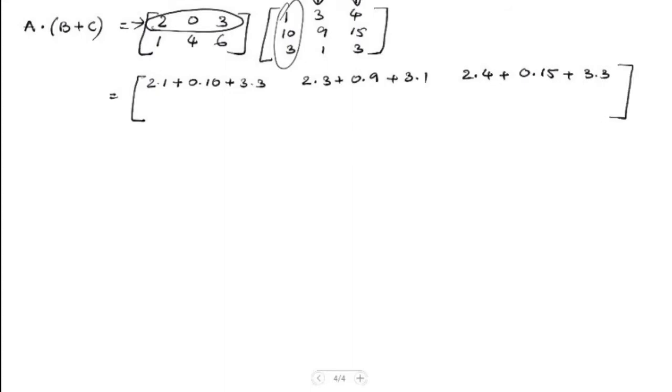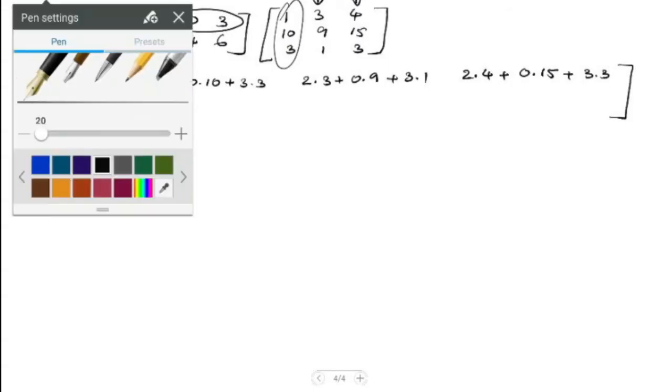Okay, now we go with the second row this time and we do it with every column again of the second matrix. So with the second row here we have 1 times with the first. So now what we're doing here, maybe I'll use a different color so it's easier for you to see.